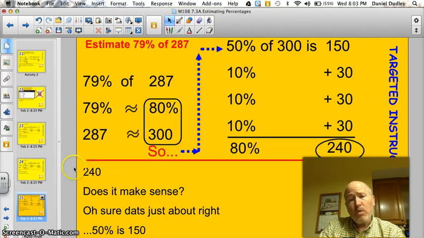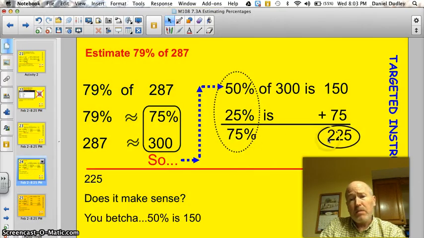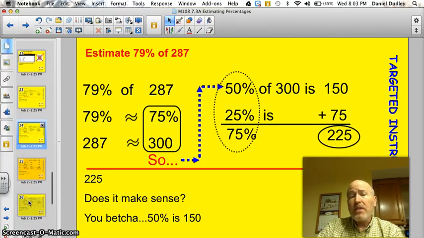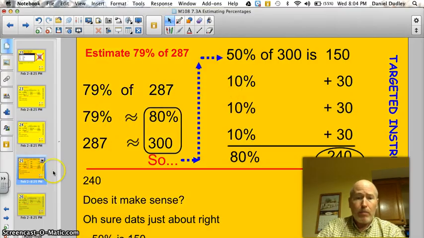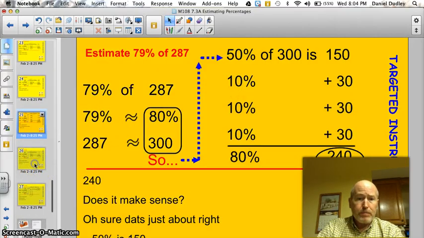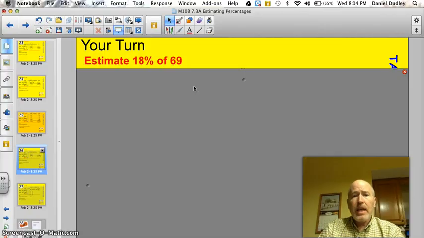This estimate was for 240. This estimate was for 225. They're both good estimates. An estimate is that approximation, a close guess, just to get you in the right range. And yes, they both work. So you can have different answers, different estimates that are both correct. All right, time for you to try a couple here. Estimate 18% of 69. Go ahead and pause the video.